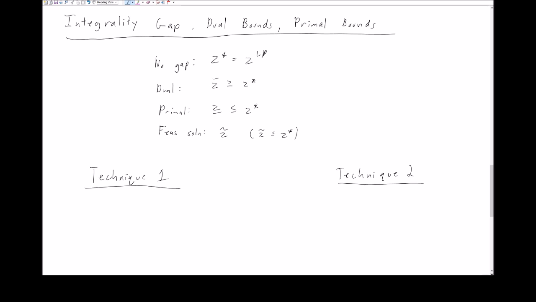So instead, we're going to use the other objects that we've been talking about to connect integer programs to the linear programming relaxations and use them instead. Specifically, we're going to be using the integrality gap, dual bounds, primal bounds, and also talk about feasible solutions to the integer program.